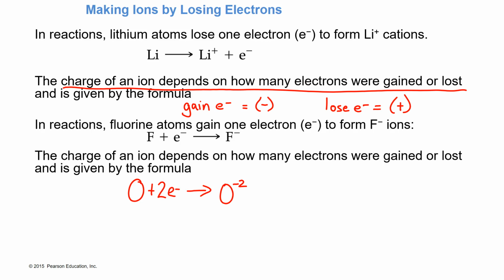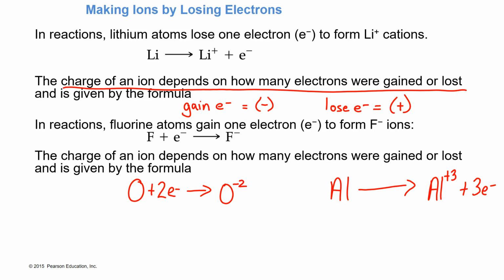Earlier I said aluminum makes a +3 charge. How do I accomplish that? I have to lose 3 electrons.